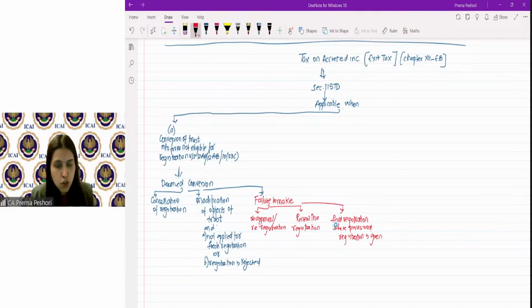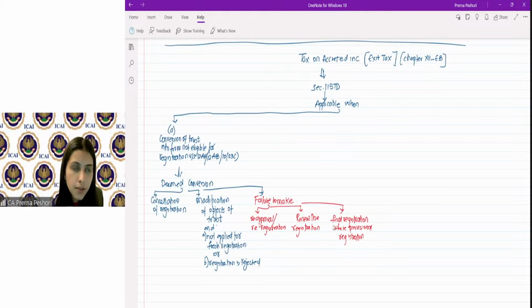So in this situation, it will be assumed that there is a deemed conversion of the trust into a non-charitable institution, where the registration is cancelled or where the modification has been taken up in the objects and the fresh registration is not obtained, or there is a failure to make a re-registration or obtain the renewal of the registration where the registration is set to expire, or obtain the final registration where the provisional registration is about to expire. You can write: provisional registration is due to expire.